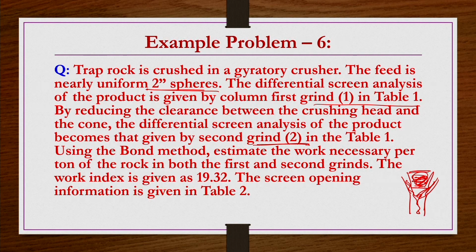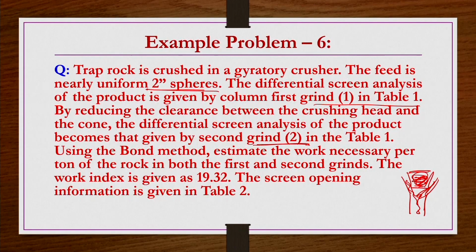After reducing the clearance, whatever product you get, you do the size analysis; its differential screening analysis is given as grind 2 in table 1. So, using the Bond method, estimate the work necessary per ton in both the first and second grinds. The work index is given as 19.32. The screen opening information is given in table 2.